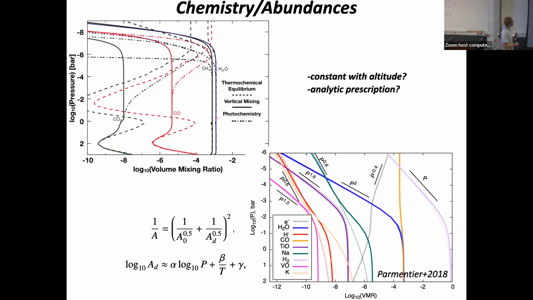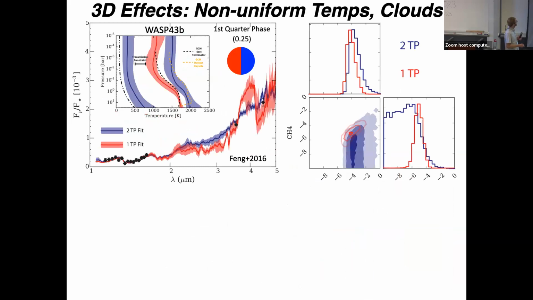Chemistry and the abundances, as we saw from Julie, the vertical mixing ratio profiles for different gases can vary widely with altitude. So how do we account for that? Do we assume constant with altitude? Do we have to come up with some kind of prescription to describe the shape of how these behave with decreasing pressure? So there are choices that can be made there.